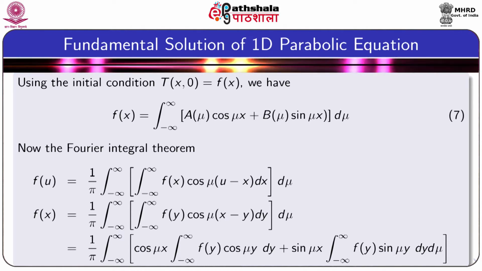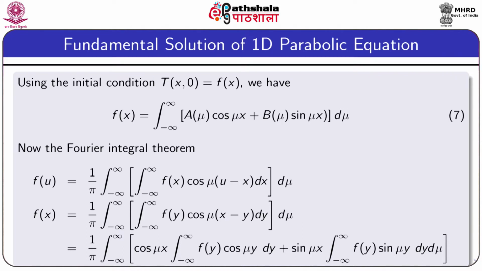So, f(x) equals integration 0 to infinity of (a mu cos mu x plus b mu sin mu x) d mu, and here we put t equal to 0. So, e to the power 0 becomes 1. Thus, we obtain equation 7.